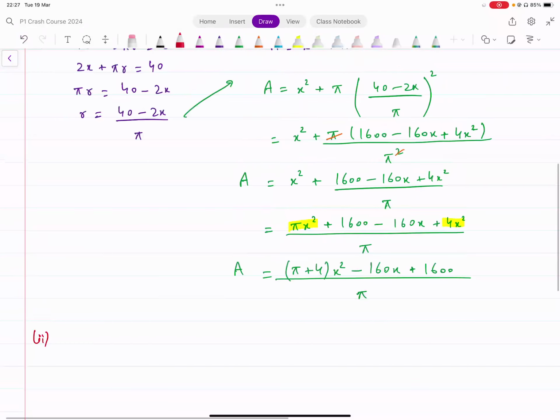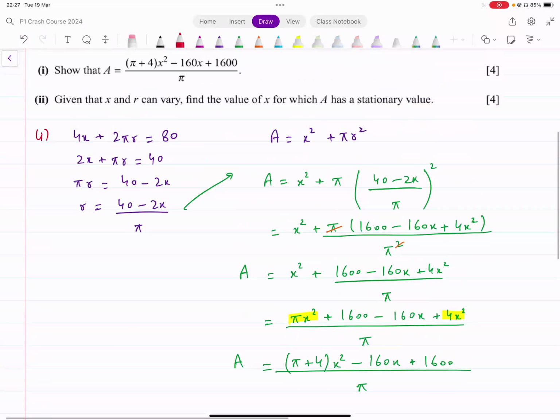Make sense? Any problem with this? Sir, why did you write out the first equation? Sorry, how did we write the first equation? Yeah, where did we get that from? Okay.